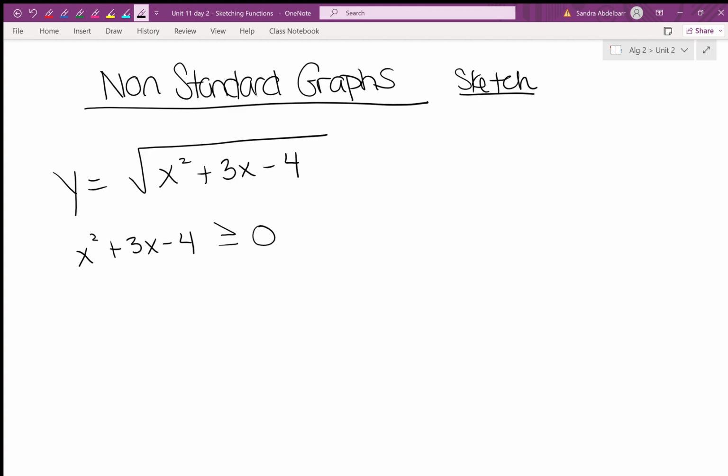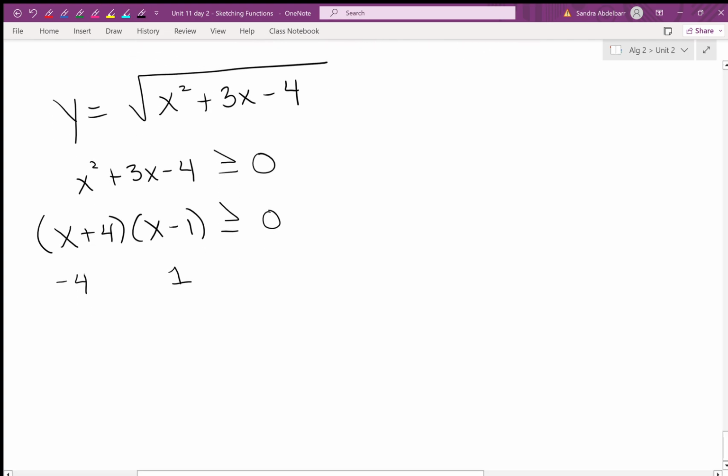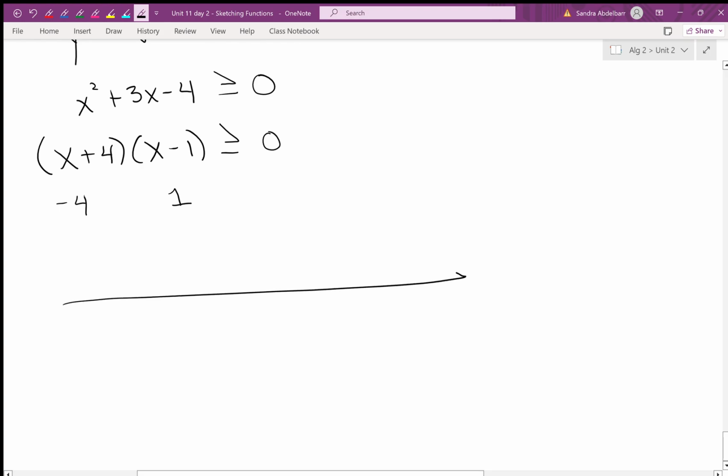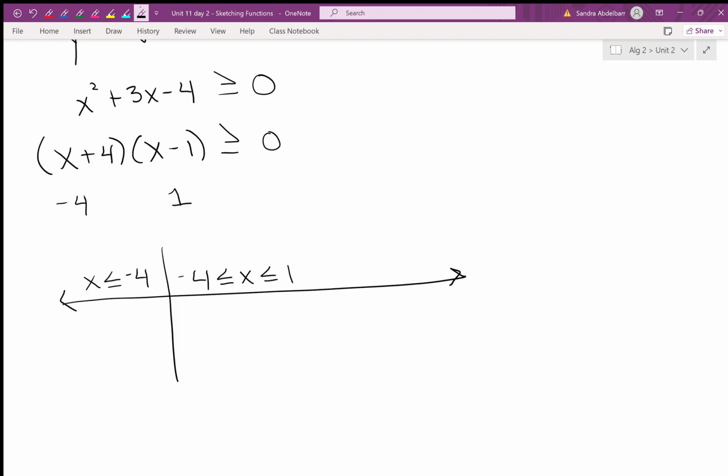All right, so how do we test the regions? Well, first we factor to get our reference points. So we're going to have x plus 4, x minus 1, greater than or equal to 0. What are my two reference points? Negative 4 and positive 1. So now we test. I'm going to test x is less than or equal to negative 4. Negative 4 is less than or equal to x, which is less than or equal to 1. And x is greater than or equal to 1.